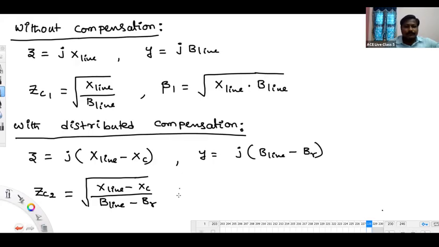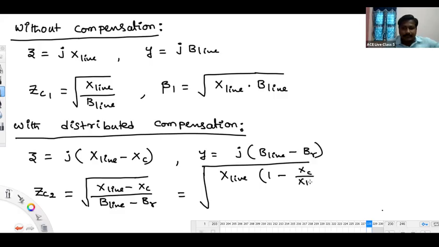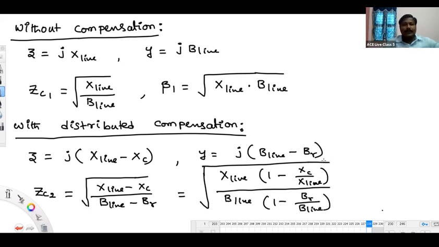Next, I am going to write this as square root of, in the numerator, X line is common, so it is 1 minus XC by X line. In the denominator, B line is common, so you write it as 1 minus BR by B line.